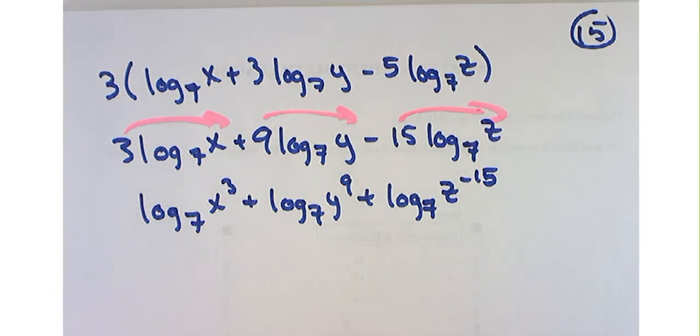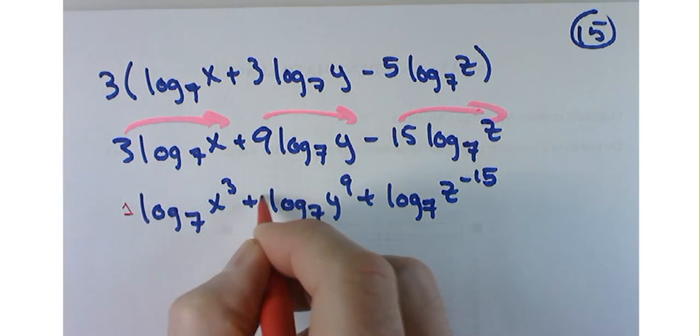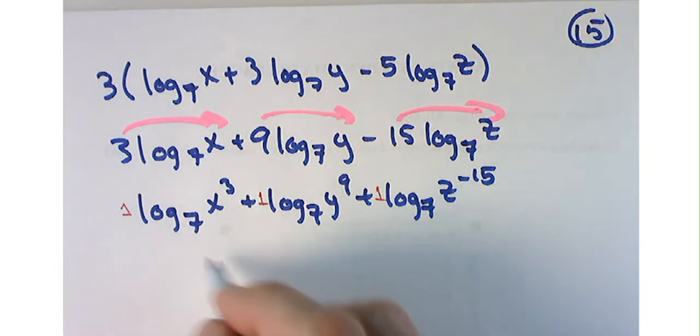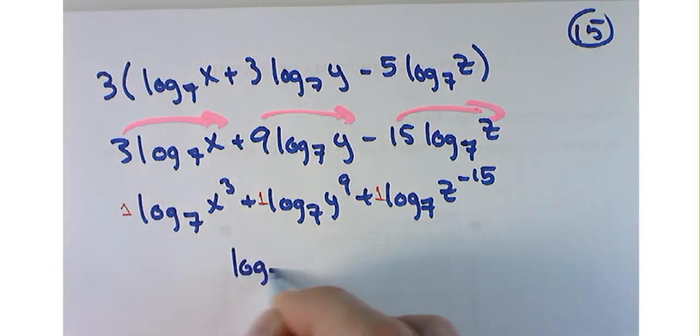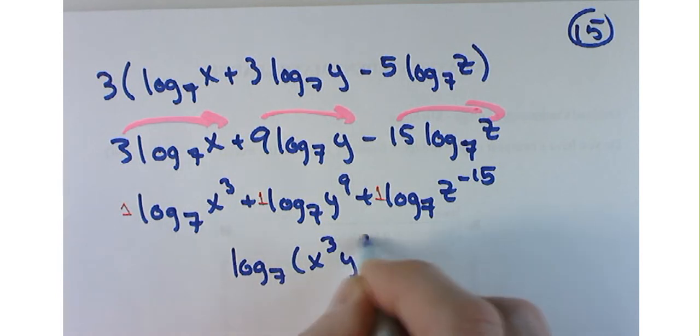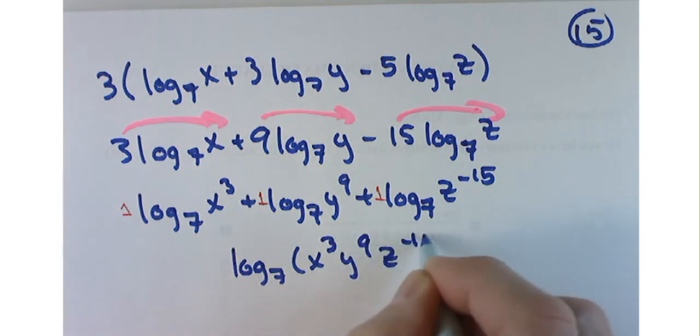And here's that little place I wanted to be. I wanted to have coefficients of 1, 1, and 1 all the way through. That way I can rewrite this as the sum of logs. Log base 7, which means the sum of logs becomes the log of the product. So log base 7 of x cubed, y to the 9th, z to the negative 15th.